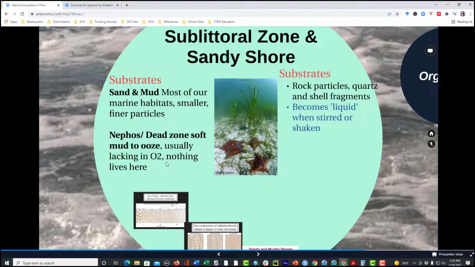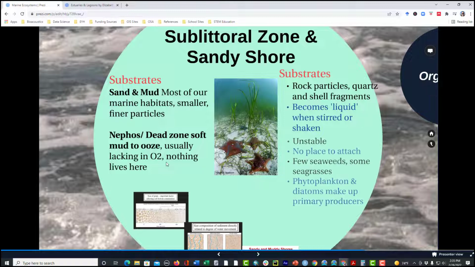The substrates can also consist of rock particles and quartz and shell fragments, and it becomes kind of liquid when it's stirred or shaken, mostly because it's just all these finer particles that have found their place together within that seafloor. The substrates in the sublittoral and sandy shore are unstable, which means there's no place for organisms to attach.